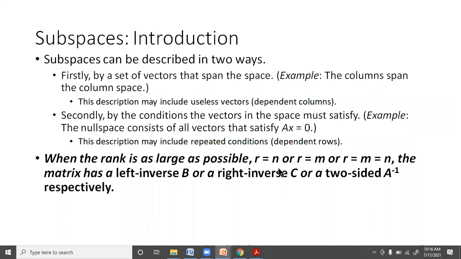So we discussed here the left inverse B and the right inverse C for each of the cases of r = n and r = m. When r = m = n, then we will have a two-sided inverse A inverse. So depending upon whether r = n or r = m, we will have the left inverse or the right inverse. Or if we have m = n, then we will have the two-sided inverse.